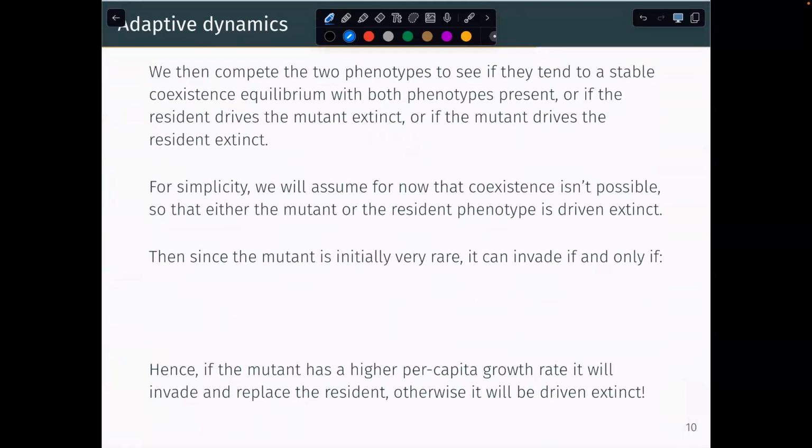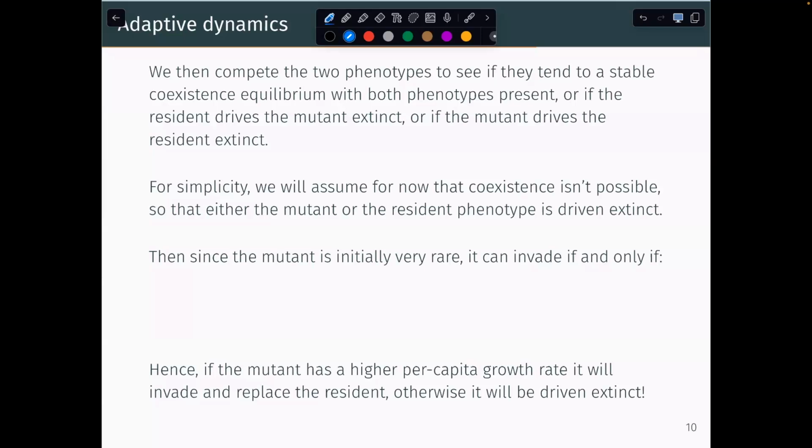What we're going to do then is compete these two phenotypes to see if they tend to a stable coexistence equilibrium. It's possible that we've got this resident in, the mutant comes in, and then they're both able to coexist with each other. We're going to assume that one possibility is they coexist. What that coexistence looks like, we will ignore for now. The other two possibilities are that the resident drives the mutant extinct, so the mutant can't invade, or the mutant drives the resident extinct, at which point it will become the new resident. Okay, so there are only these three possibilities. They can coexist somehow, or one will drive the other extinct.